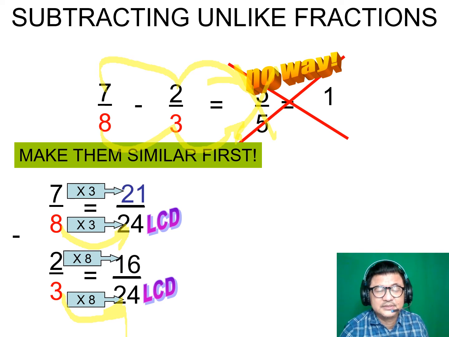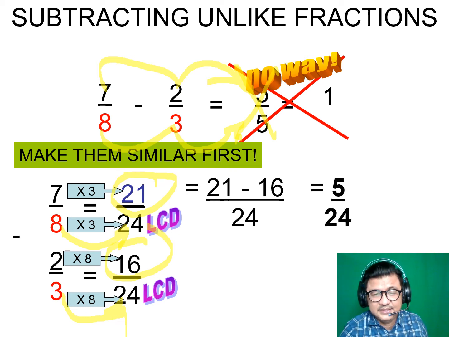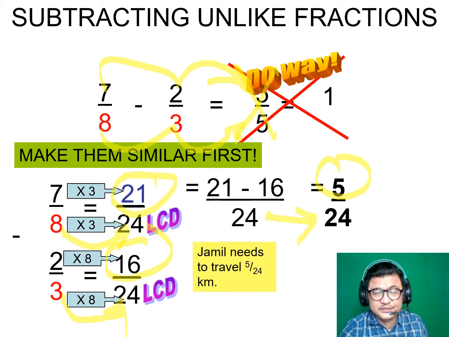2 times 8 is 16. Now you can subtract your 21 and 16. That becomes 5 and copy the same denominator. 5/24. Jamil needs to travel 5/24 kilometers.